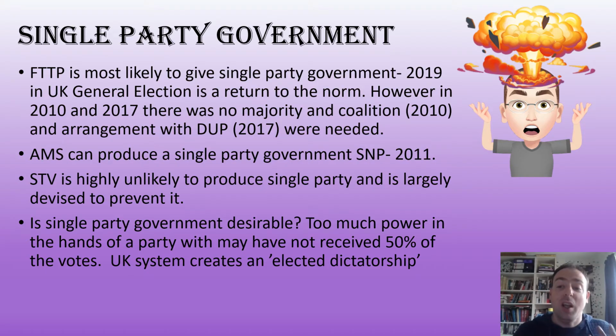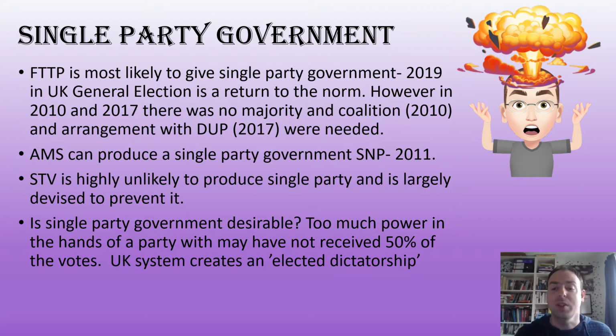Now, coalition government leads to compromise. It leads to parties having to work together. Now, we do see problems with that in Northern Ireland. We've seen the power sharing arrangements collapse. But again, one thing that would be interesting to think about is, well, what did you make of that coalition government in the UK 2010 to 2015?